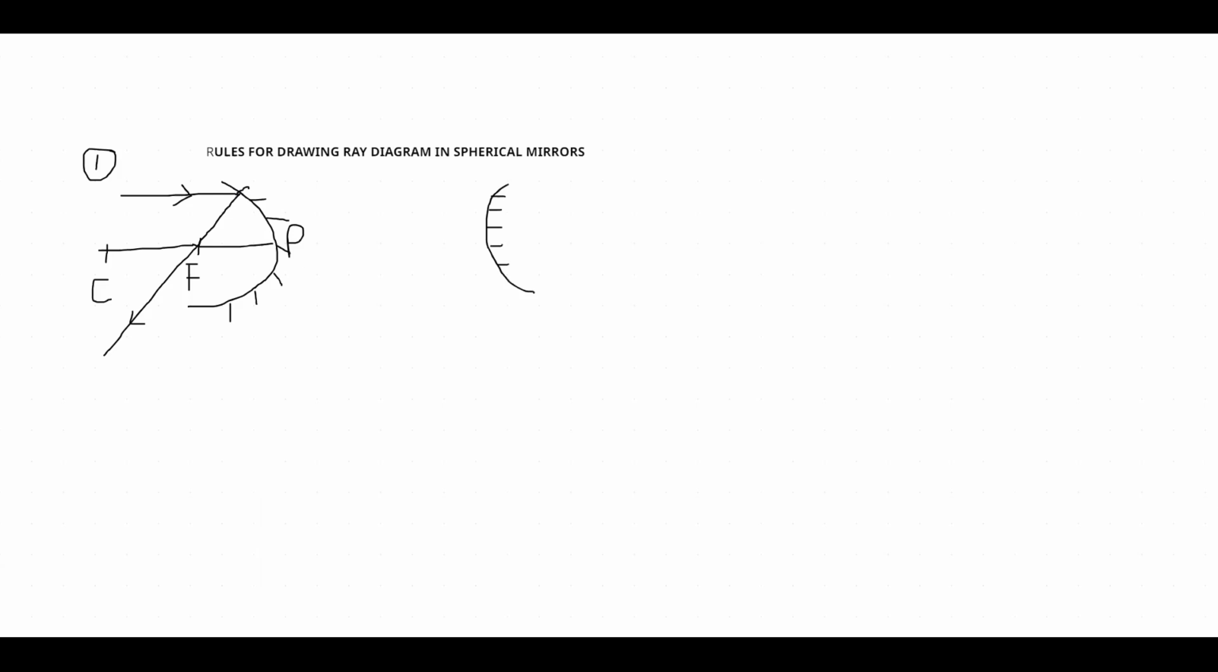This is again a principal axis, and in a convex mirror, the focus and center of curvature are behind the mirror because they are virtual. Now, one more thing you have to draw in this: you will draw a normal, and the normal will go from the center of curvature with the help of a dotted line. This is a normal, and this is angle I, which is always equal to angle R. So the ray which is passing through the focus is the reflected ray.